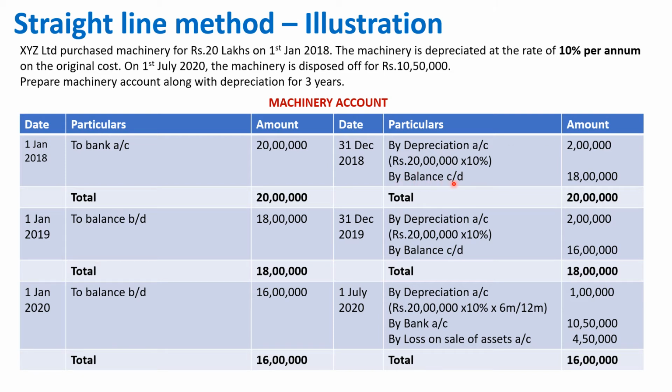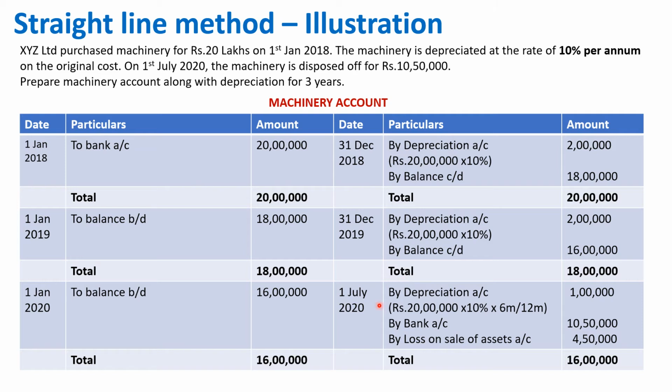Hence the balance carried forward to next year is 18 lakh rupees. From 20 lakh, 2 lakh depreciated, the balance is 18 lakhs. And this 18 lakhs is the opening balance for the next year, that is on 1st January 2019. Similarly, on 31st December 2019, we have to charge depreciation because it is a straight line method. We have to again calculate on the original cost, 20 lakhs multiplied with 10%, so that is 2 lakhs, and the balance to be carried forward is 16 lakhs. And the same amount is carried forward to January 2020 as 16 lakhs.